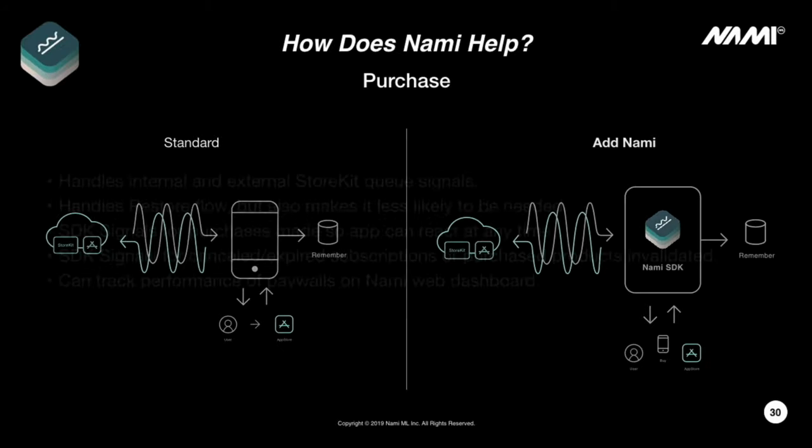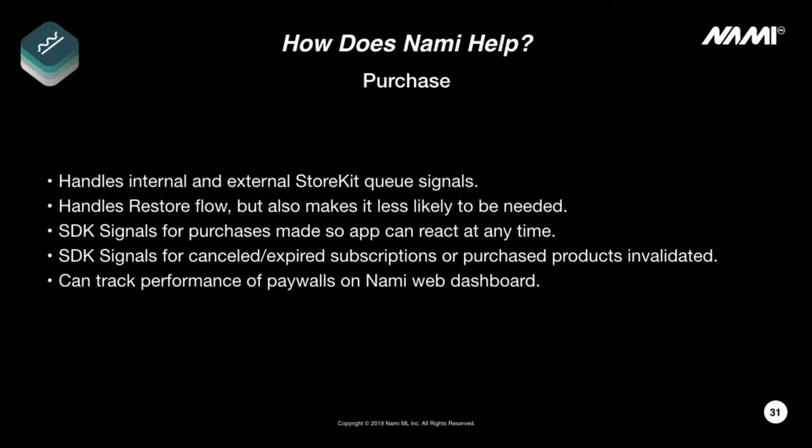And lastly, for the purchase flow, like I said, we wrap the StoreKit stuff. We handle the restore flow internally, so you don't even have to think about that. You can just send us a restore, or the paywall will send restore, and then that just works. And we also simplify the processing of purchasing stuff. We have signaling around purchases being made, so you'll just know, oh, a purchase has been made. Because that's really all an app generally cares about: is something purchased or not?